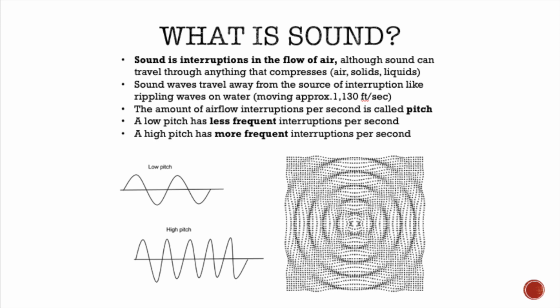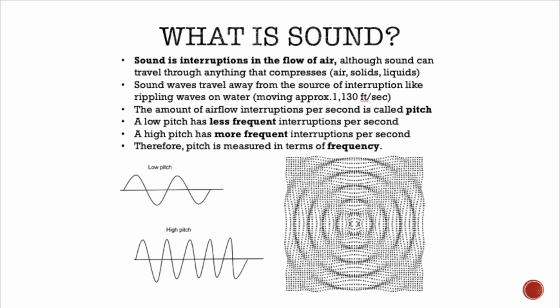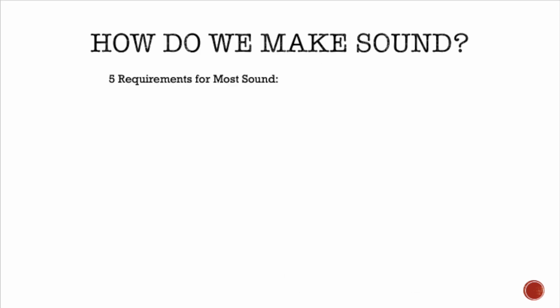You can see with the low pitch, the wave is longer, it's smoother, and the rise and the fall of the wave is a lot more shallow, you would say. And with high pitch, you'll see that it's a lot more jagged. There's a lot more rising and falling happening much more frequently. Therefore, pitch is measured in terms of frequency because we want to know how frequently the displacement and return of air is happening.